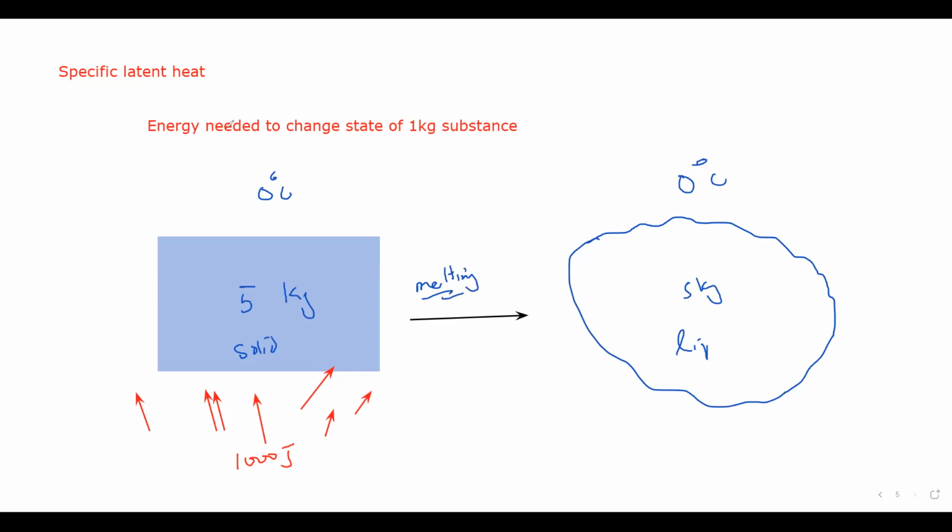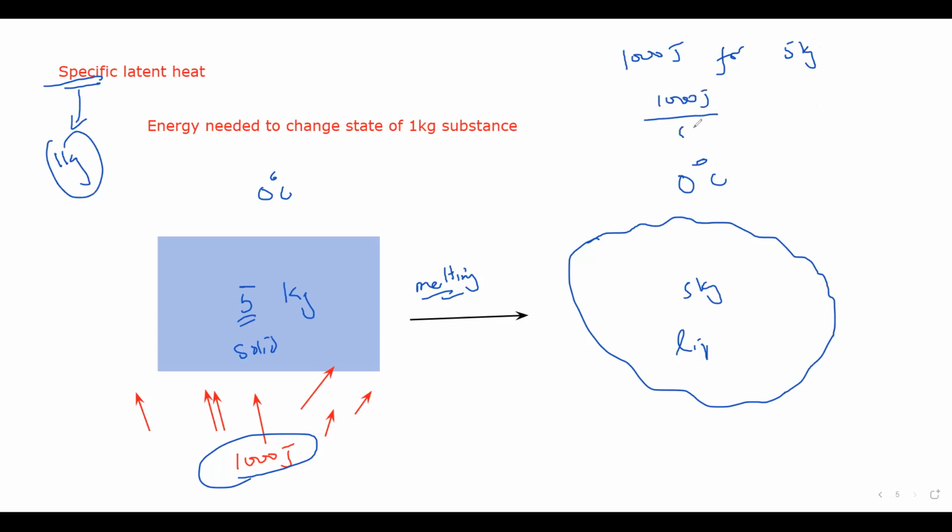So what is specific latent heat? Specific latent heat means the energy needed to melt, or change the state of, 1 kilogram of a substance. Here 1000 joules is for 5 kg, but I need specific latent heat. The term specific means I need the energy for 1 kilogram, so it is energy divided by the mass.